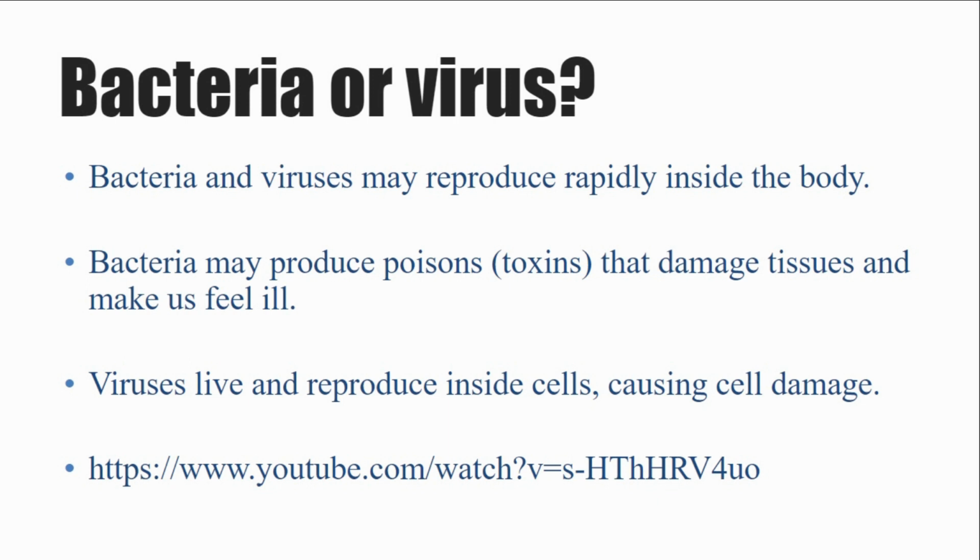Bacteria produce poisons called toxins that damage tissues and make us feel ill. Viruses live and reproduce inside cells, causing cells to burst. They reproduce themselves inside cells until there are so many that they burst out of the cell, and each one of those is going to go invade another cell, and this is why you get ill so rapidly. Take a look at the video link on the PowerPoint, or it's in the description below.